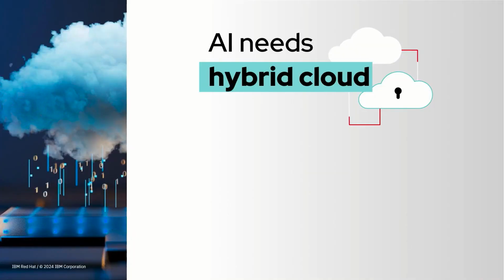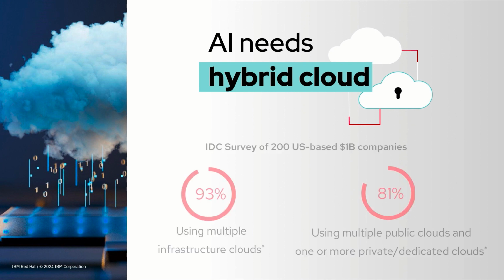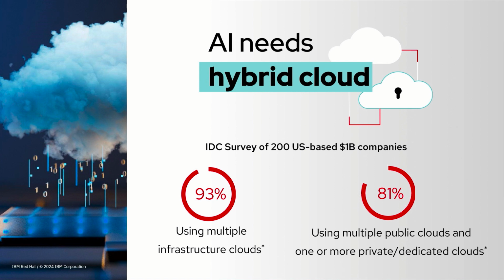We believe that AI needs hybrid cloud. And why? Two reasons. First, because workloads can be very, very big. Second, because you need to have access to hardware accelerators. And third, because you need to have access to compute on demand. So hybrid cloud is not only something that is coming, it's something that is already there. I just want to bring a couple of data points. The first one is an IDC survey of 200 US-based billion-dollar companies. Already 93% of the companies are using multiple infrastructure clouds, and 81% are already using public clouds and one or more private and dedicated clouds. So it's not something that is coming, it's something that is already here.